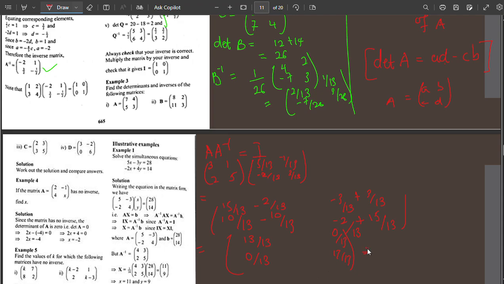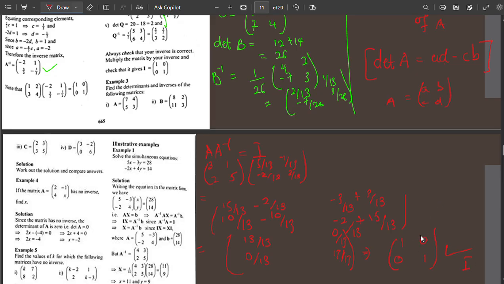When we simplify, this becomes 1. This becomes 0. This becomes 0. Once the numerator is 0, we have 0. Any fraction with the numerator being 0 is 0. Then 13 over 13, that's 1. So perfect. That's our identity element.